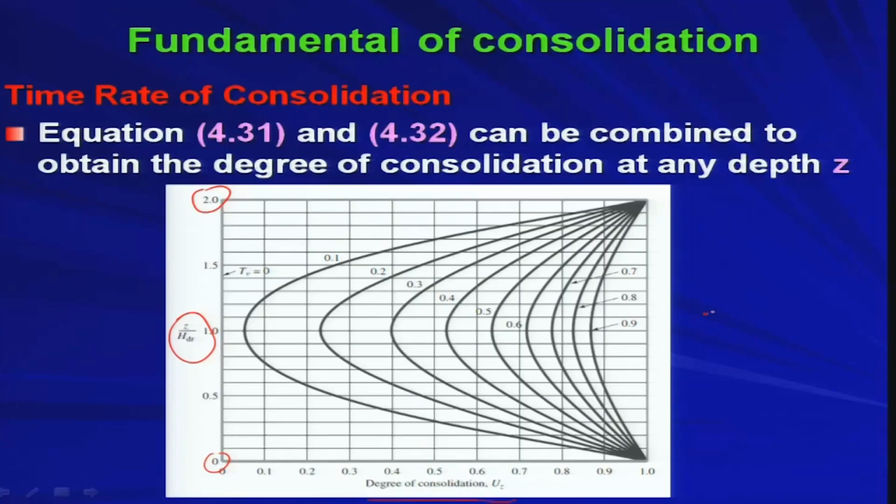So this was the deposit. If you recall, this was your sand, this was your sand, and this was your clay, the layer which is a matter of concern. Along these surfaces, at one location z by HDR was 2, and at the other location z by HDR was equal to 0. So this is varying from 0 to 2.